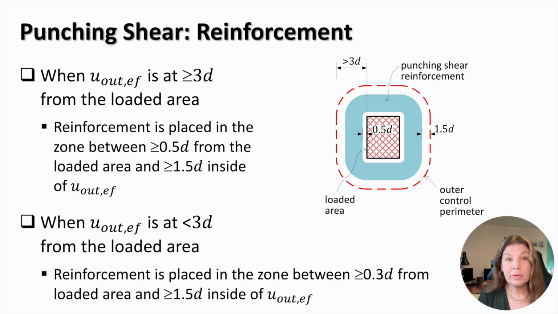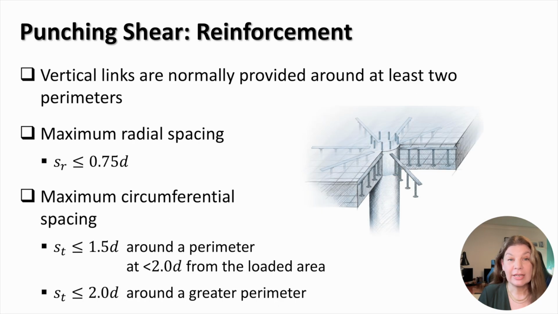When the outer control perimeter is located closer than 3 average effective depths from the loaded area, punching shear reinforcement is placed in the zone between 0.3 of the average effective depth from the loaded area and 1.5 of the average effective depth inside of the outer control perimeter. Vertical links are often used as punching shear reinforcement. They're normally provided around at least 2 perimeters. The maximum radial spacing of links should not be larger than 0.75 of the average effective depth of the slab.